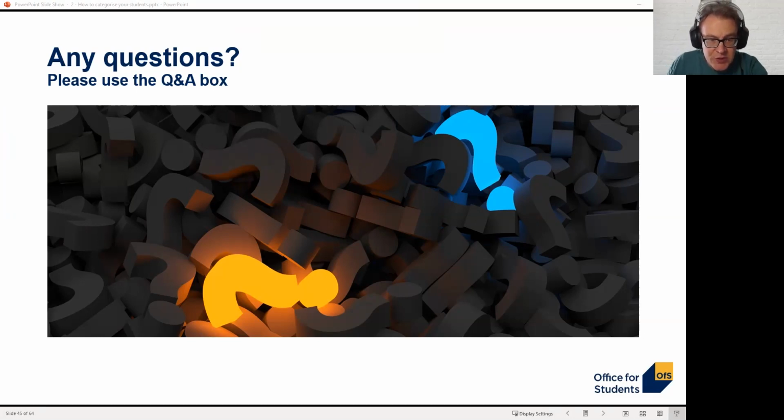Moving away from price groups, I'll look at some of the questions we've had in while I've been talking. Someone's asked to put a link in the chat for the mapping document, which I think our event support people have already done.